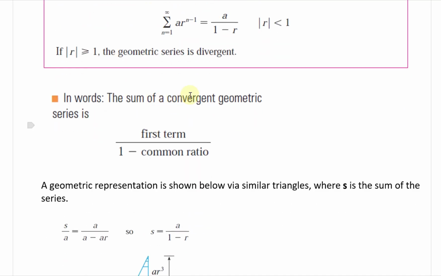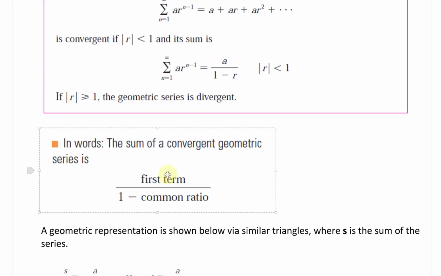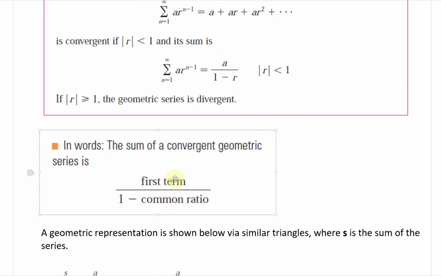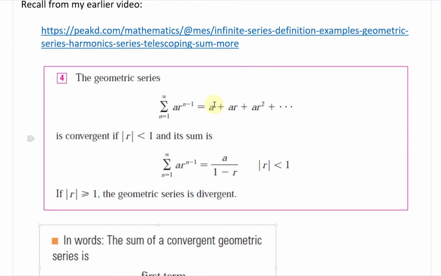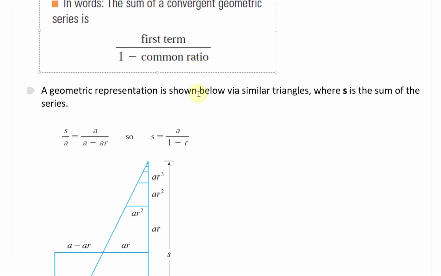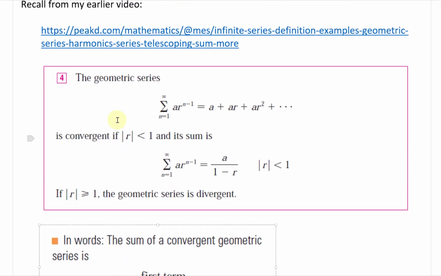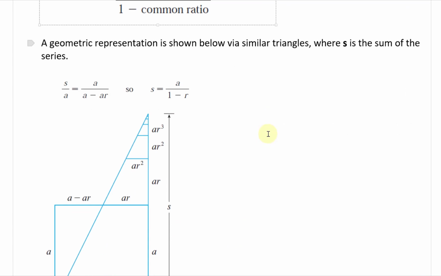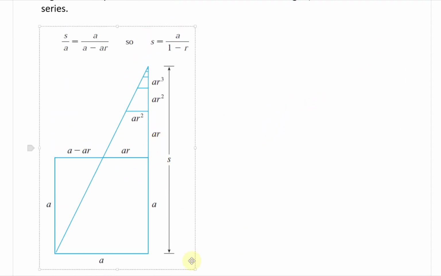And here's more info. So in words, the sum of a convergent geometric series is the first term A divided by 1 minus the common ratio R, on all these terms there. Even this one, it could be R to the power of 0. And here's a geometric representation, hence the word geometric series, shown below via similar triangles, where S is the sum of the series.